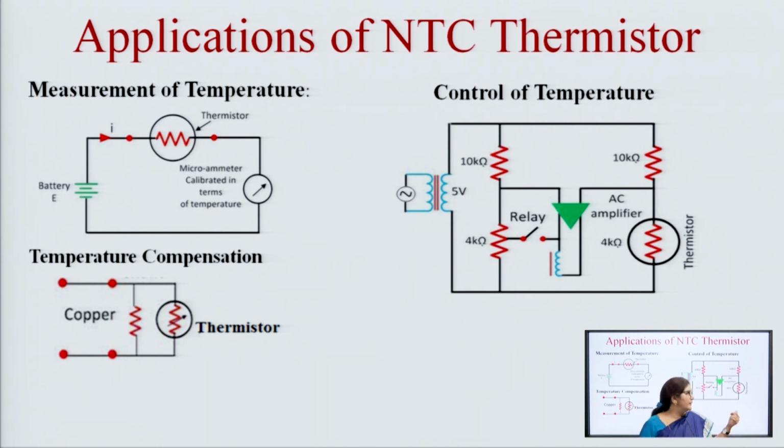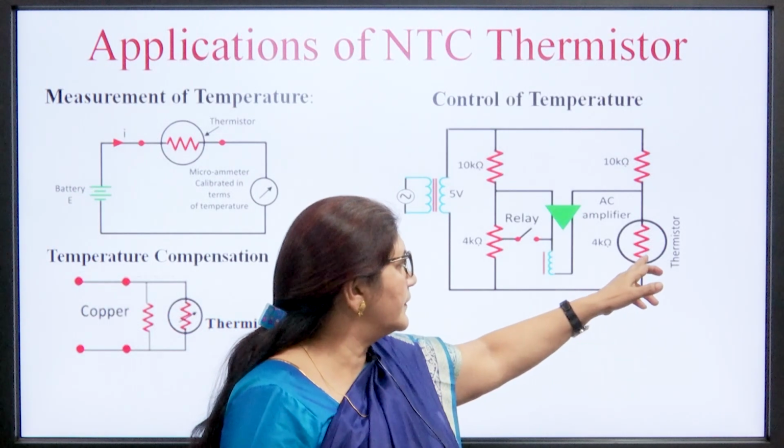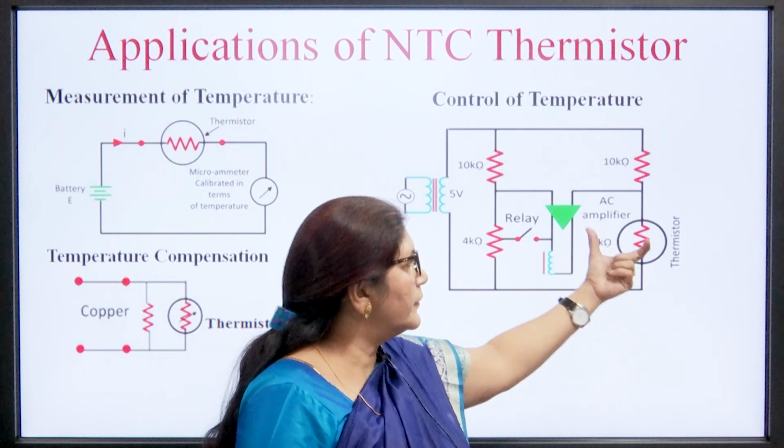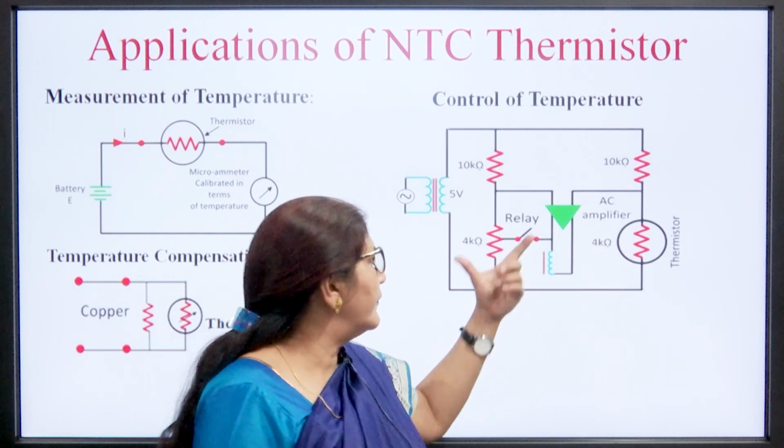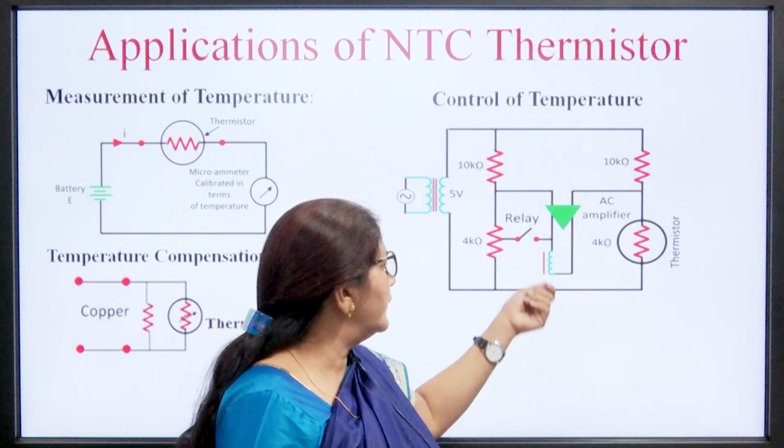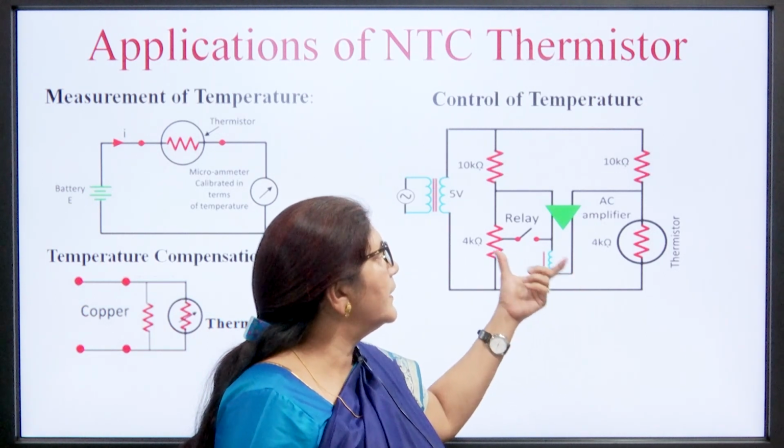Then third is the control of temperature. This thermistor is connected in bridge form, and there are 10 kilo ohm, 10 kilo ohm, and 4 kilo ohm resistances. When the bridge is in balanced condition, there is no current through the amplifier, and the relay is in off mode. But when there is a temperature change over here, the bridge is in an unbalanced state, the current will flow through it, and it will compensate it.